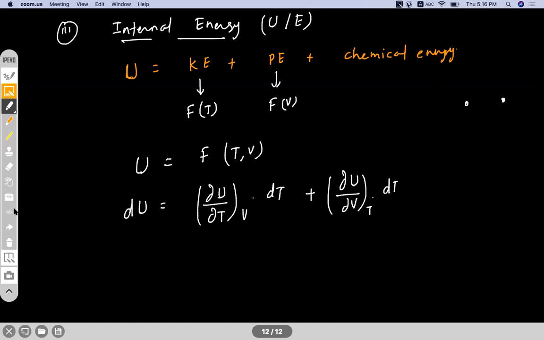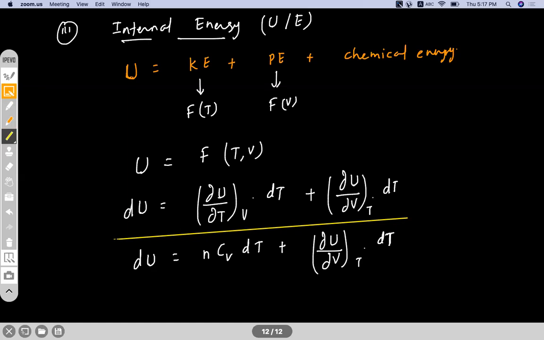So this is one thing. Now you see one thing here. What is dou U by dou T at constant volume? Just now we did. dU is equal to, this is what? nCv dT. This particular term is nCv into dT, we already have, plus dou U by dou V at constant temperature into dV. If you talk about the change in internal energy, this is the formula for change in internal energy. Have you seen this formula?